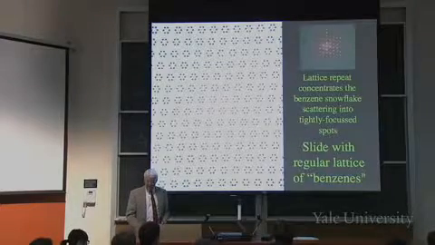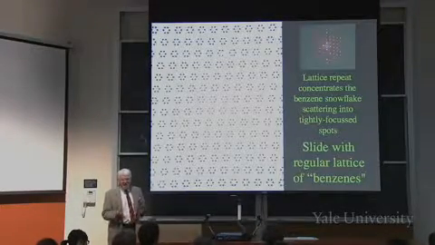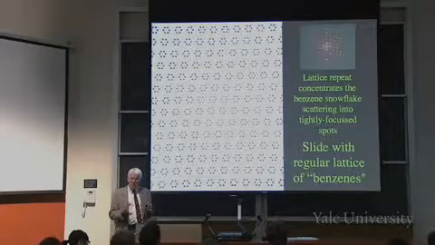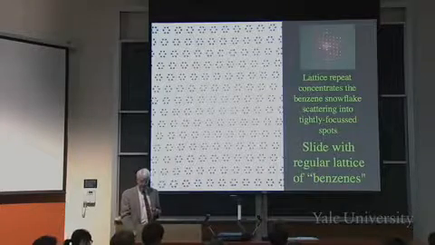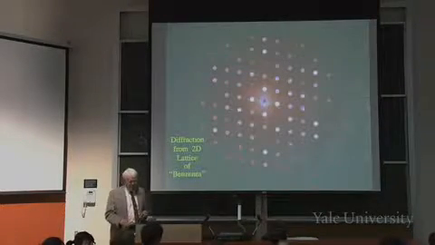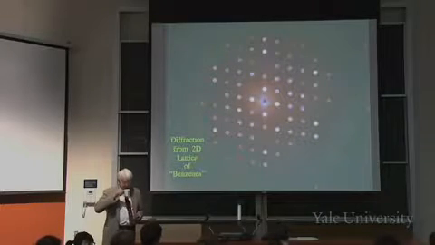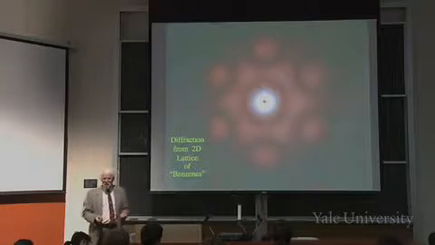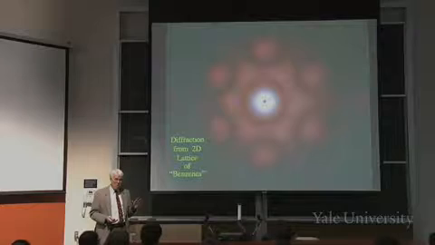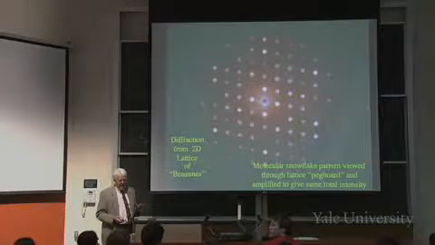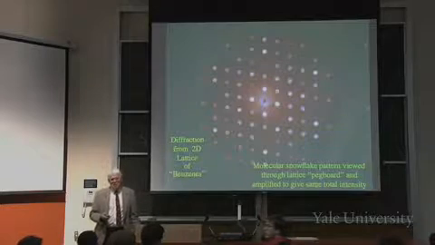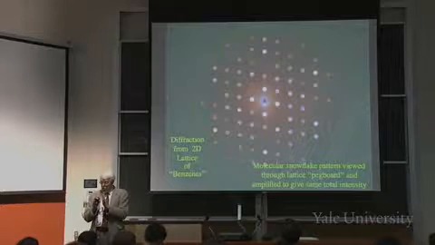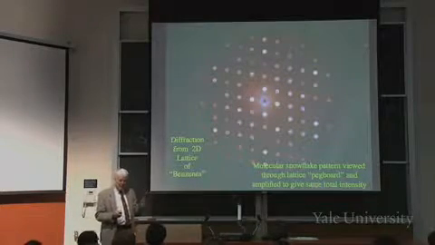So what this means is that the lattice repeat concentrates the snowflake scattering into tightly focused spots on a regular pattern, right? So this is the diffraction from a 2D lattice of benzenes, which is the same as the underlying snowflake that came from just one, but it's as if it were being viewed, as I said last time, through a pegboard, right? All that scattering gets concentrated into a few points, very bright, and these regular points.